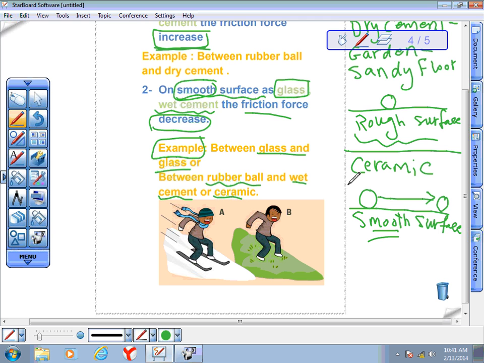in case A, we found that a boy is slipping down easily on snow. This is snow, an example of a smooth surface. But in case B, we found that a boy can't slip down easily on a garden. This is a rough surface.